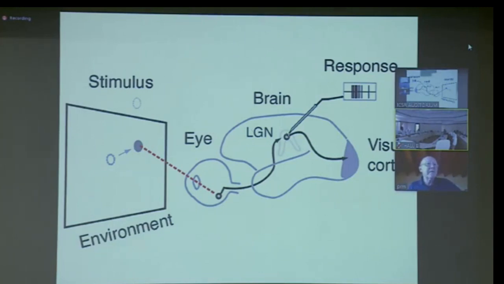And this is what I've been spending the last 40 years of my life doing. I hope you don't think I'm such a terribly boring person because I do that. In any event, let's look now at the receptive field of a cell in the LGN.